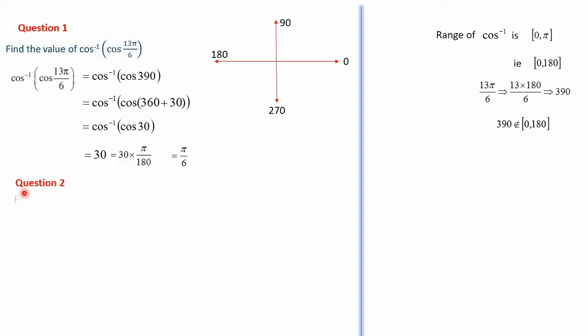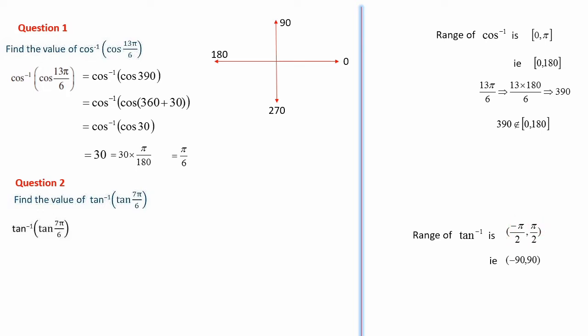Then question number 2 will be going, find the value of tan inverse of tan 7 pi by 6. Here also same thing, this 7 pi by 6 is not within our range, so the tan inverse of tan x formula we cannot use here. So first of all, let's check the range of tan inverse, that is open interval minus pi by 2 and pi by 2. This is in radians. When we convert into degrees, it comes as open interval minus 90 comma plus 90.